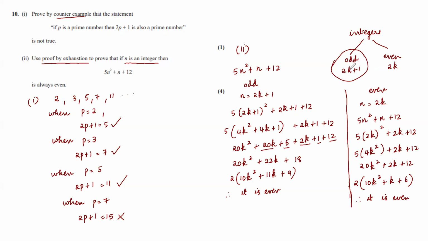If we prove that odd integers give an even result, then we have finished half of the numbers. And then for even numbers, we know the standard form is 2k. So for even numbers also, we prove that in this case, it is even. For that, the only thing is 2 should be common outside. So this was the algebraic proof.